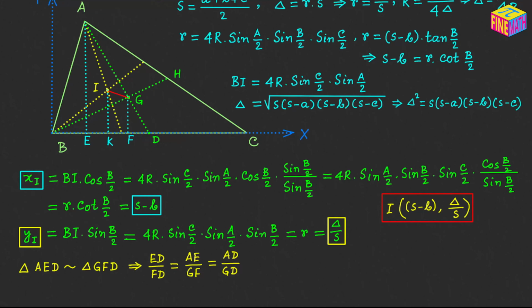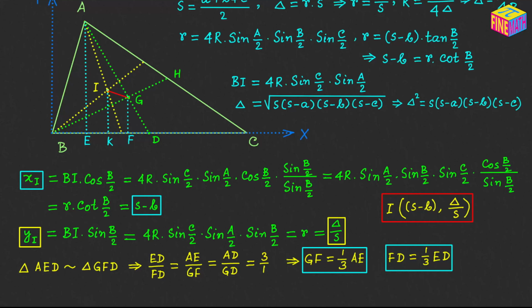And if you carefully look at it, AD over GD will actually be 3:1. Why? Because we know that the centroid divides the median in a 2:1 ratio. That means the AG portion will be 2 times GD, and so the AD portion will be 3 times GD. So AD is to GD can be written as 3:1. And from here, we can say GF is equal to 1/3 of AE. And also let's find the value of FD. FD can also be written as 1/3 of ED.